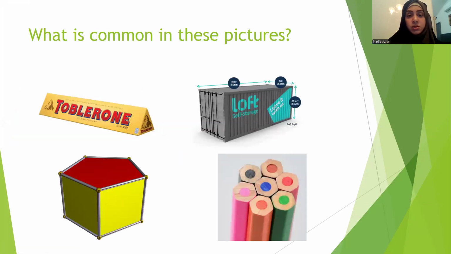What do you think is common in these pictures? They're polygons. They're extending. They have space. They're full of stuff. Wow, you are super close to the answer. Actually, these are the shapes of different prisms.